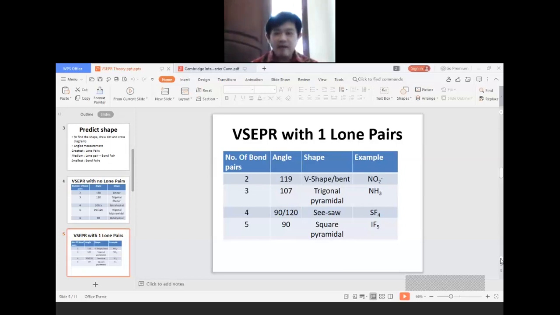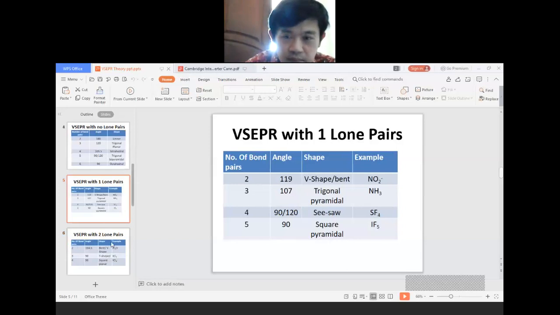And then 5 bond pairs with one lone pair is called square pyramidal. Square pyramidal is IF5, not L, it is I. Iodine pentafluoride.